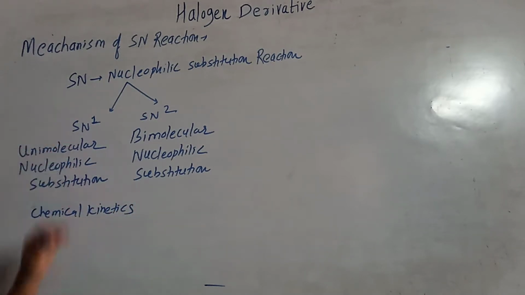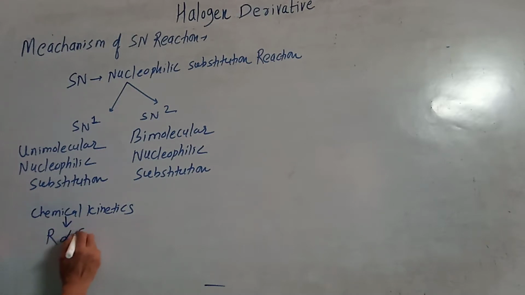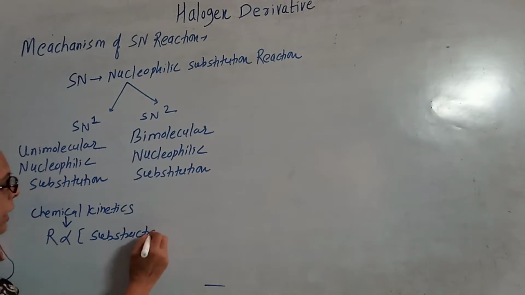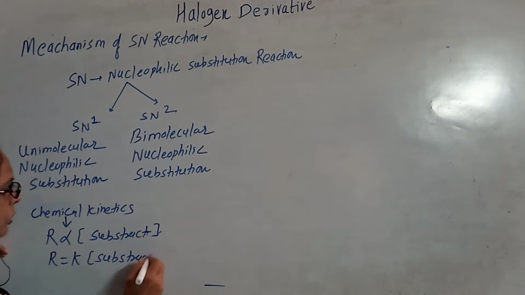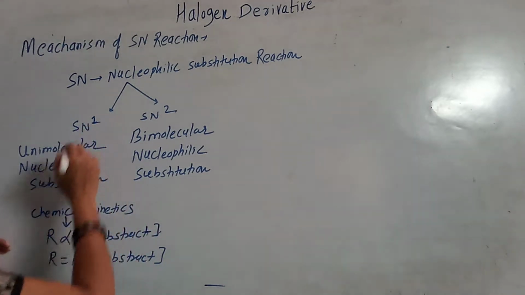When SN1 reactions are observed experimentally, from chemical kinetics, the rate of reaction depends upon the concentration of only one species, that is the substrate. Therefore we say that this is a unimolecular reaction, as it depends upon the concentration of only one molecule, in simple words, and that is the substrate.